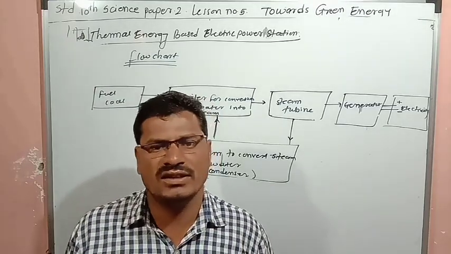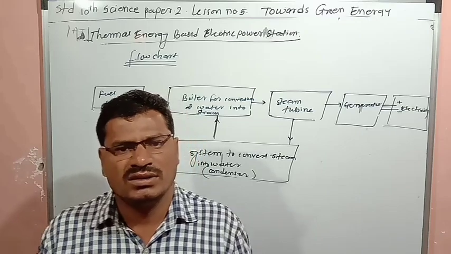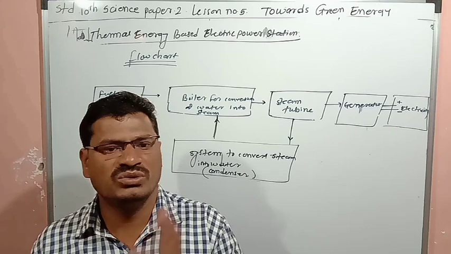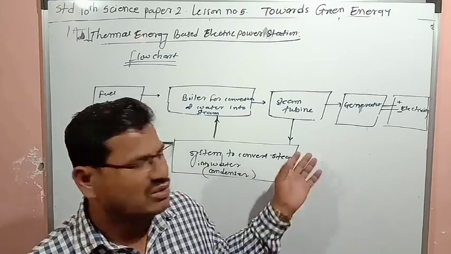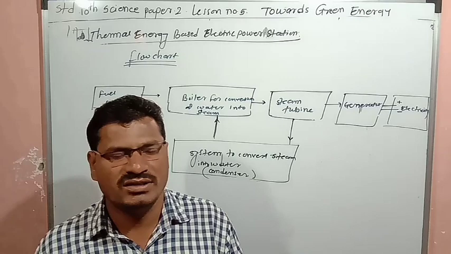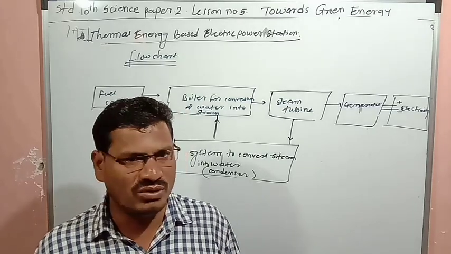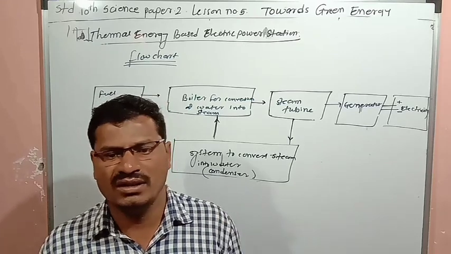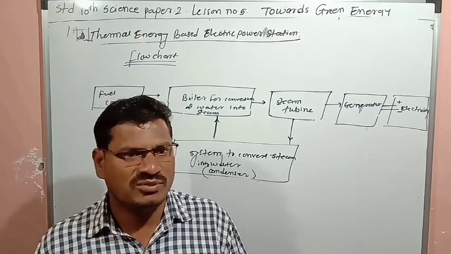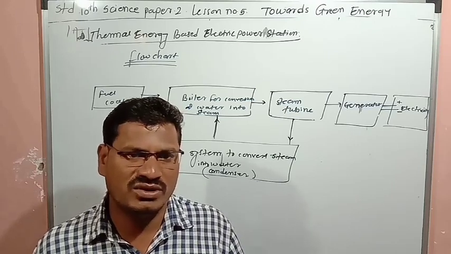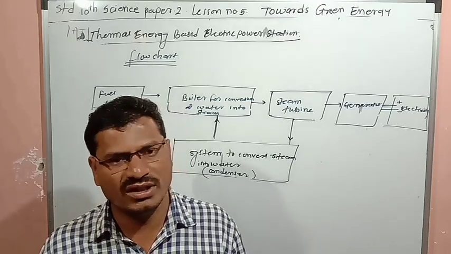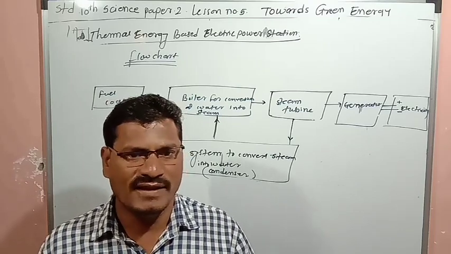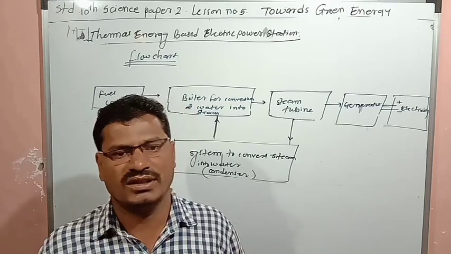Another thing is that in the thermal power plant, coal is converted into electrical energy. Whatever chemical energy is there in the coal is converted into electrical energy. This is an important thing. But how is it converted? Firstly, it is converted to thermal, that means heat energy. Heat energy is converted into electrical energy.